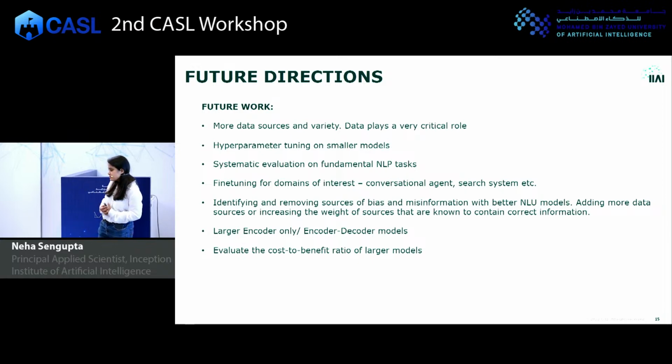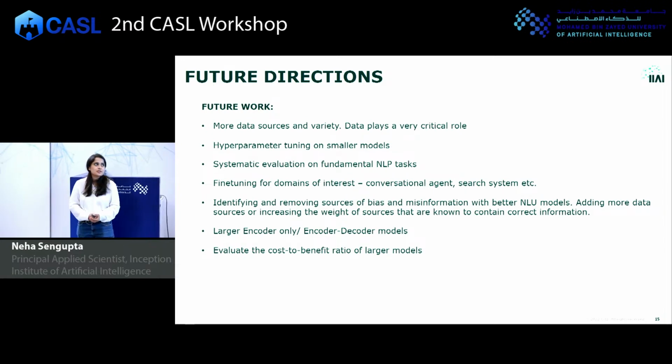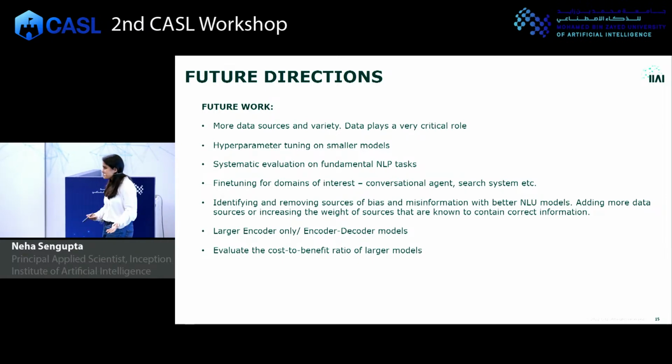For fundamental NLP tasks, we think that a systematic evaluation is more necessary than ever, because obviously there are a lot of models, and too many possible choices of what you can do while training. Then we want to fine-tune for domains of interest: a conversational agent, which is ChatGPT, or a search system, or even a conversational system in a specific domain, like a teacher or an assistant and so forth.